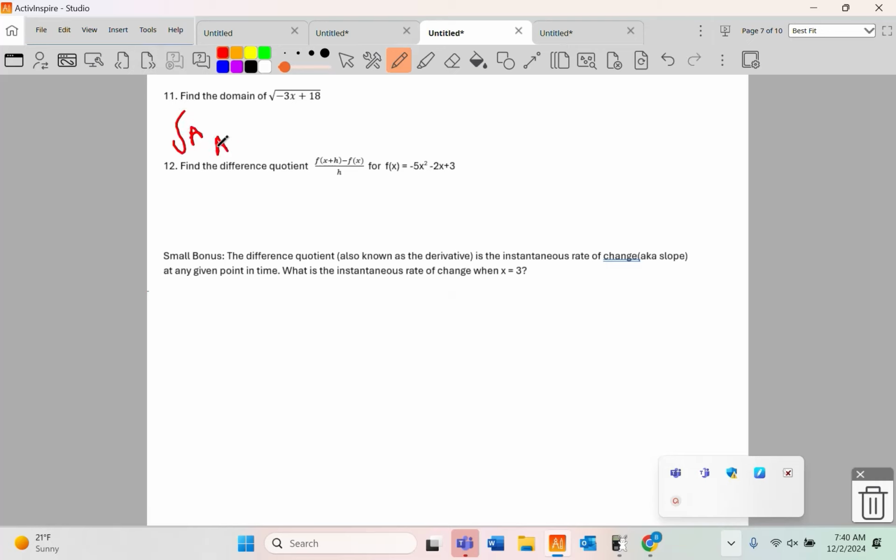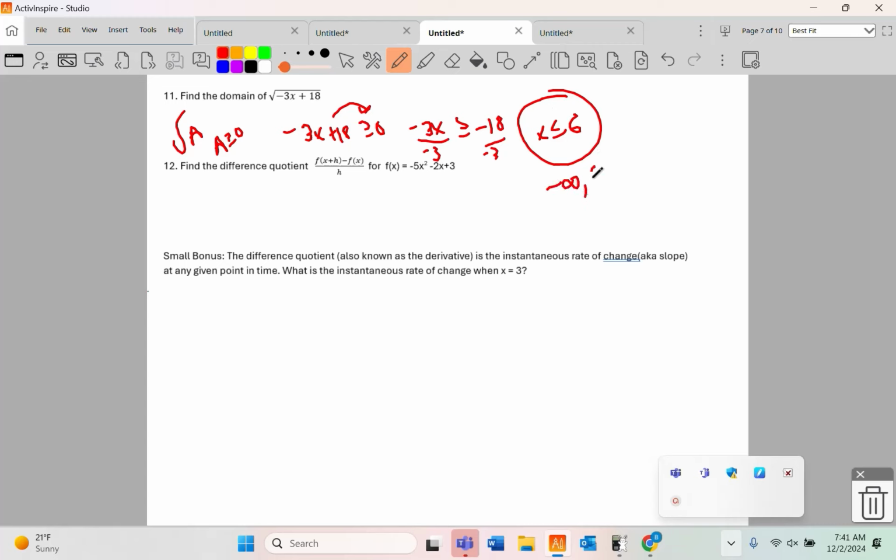For the square root of anything, what's inside is greater than or equal to 0 unless it's in the denominator. So negative 3x plus 18 is greater than or equal to 0. We're going to subtract 18. Negative 3x is greater than or equal to negative 18. We're going to divide out the negativity, which is going to imply a sign change, x is less than or equal to 6. That would be negative infinity all the way to 6 with a bracket on the 6 using interval notation.